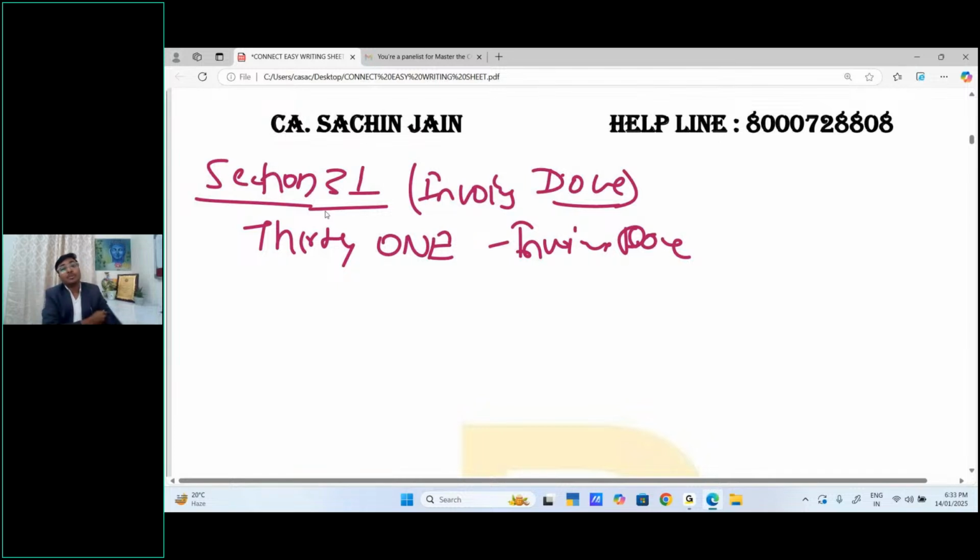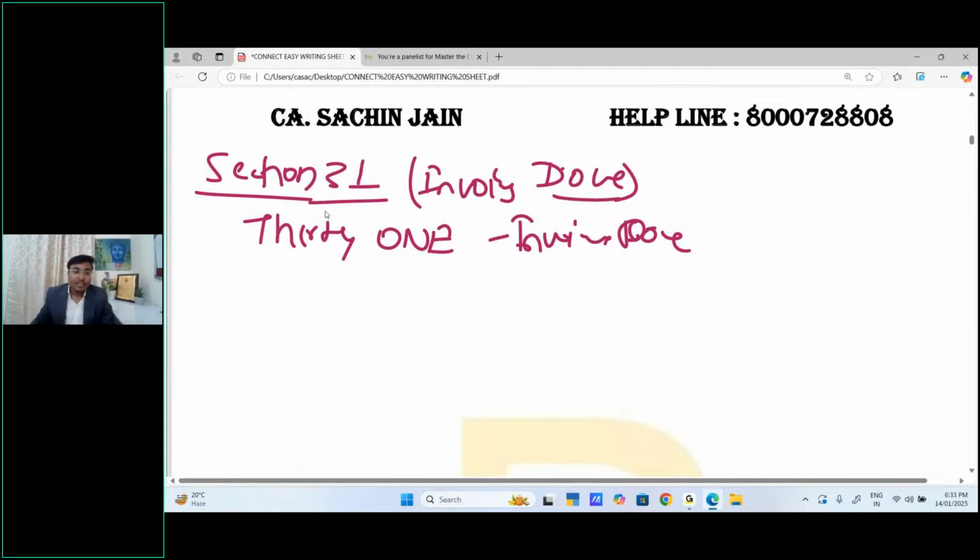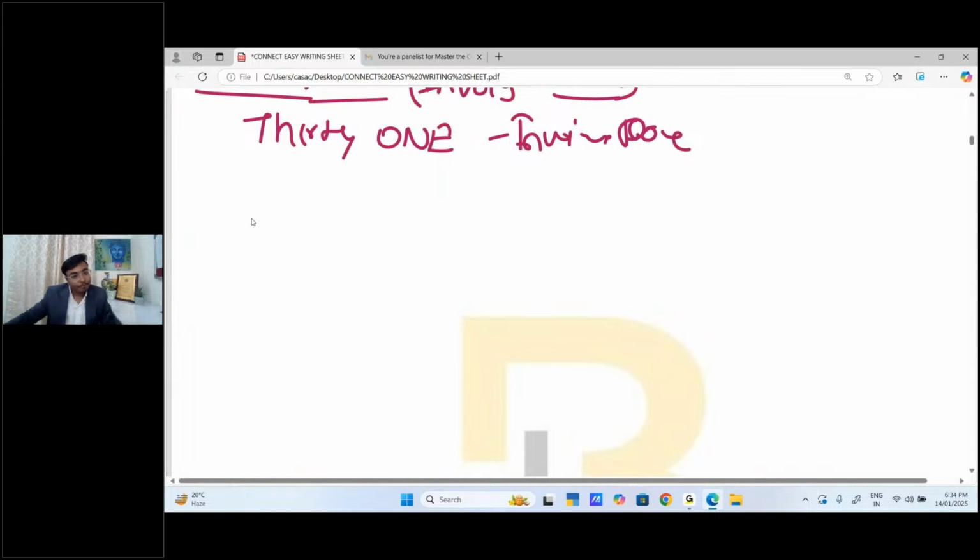So these type of things which is mentioned in this particular section, whenever we are going to discuss anything with our client related to implementation of GST, or we are suggesting our client or provide the consultancy related to implementation of GST, we just need to keep the reference of section number 31 in our mind. Section 31, invoicing done.